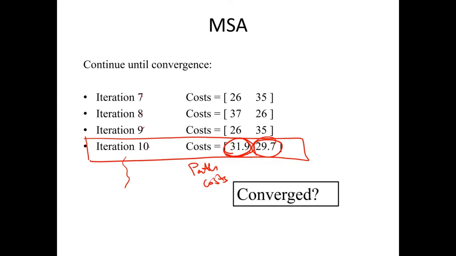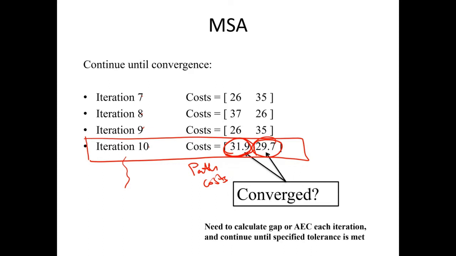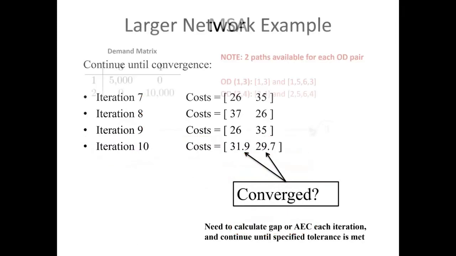But the question is, has it converged? Maybe we need to calculate the gap, right? Because we don't necessarily know if this is close enough to the equilibrium point or not. And that's where we need to calculate the gap, or average excess cost, or AEC, in each iteration.